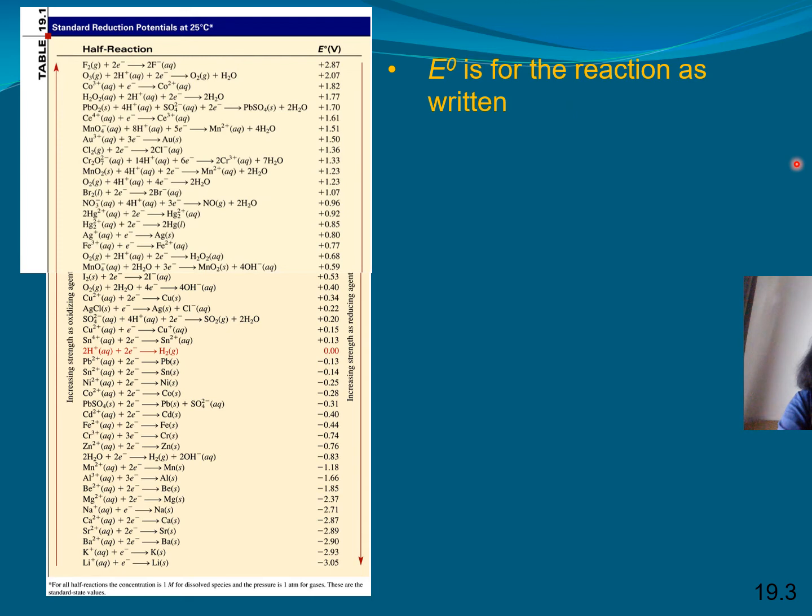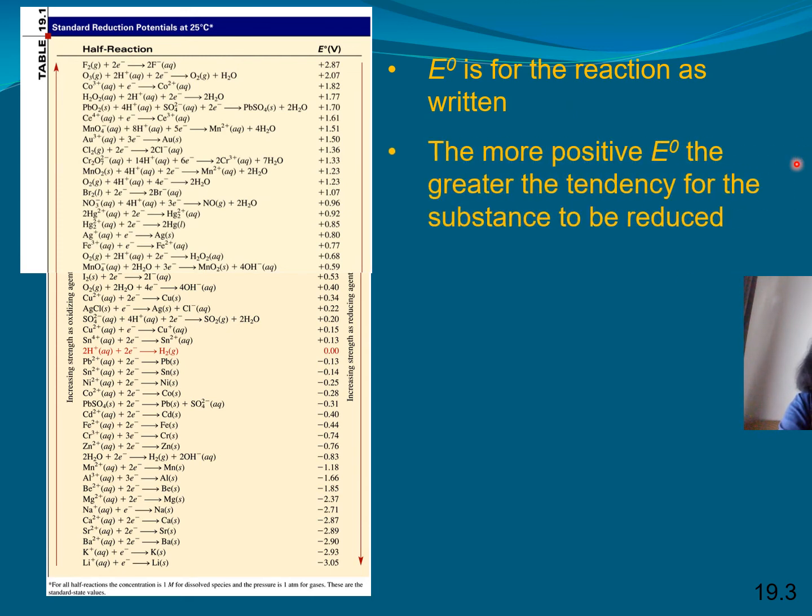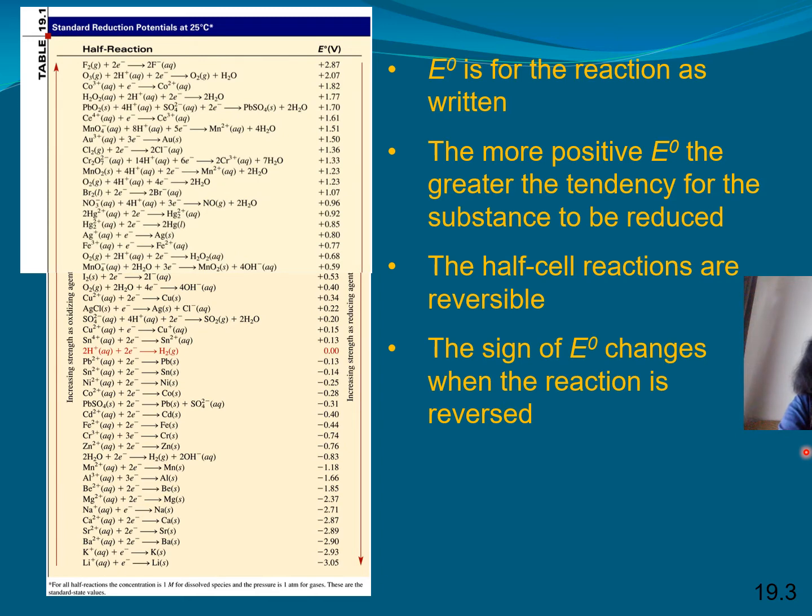So E naught for a reaction is written as E naught. Standard reduction potential is written as E naught. The more positive the standard reduction potential, the greater is the tendency to get reduced. Half cell reactions are reversible. That means the sign of E naught changes when the reaction is reversed.